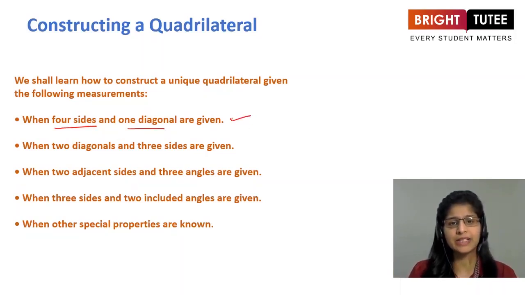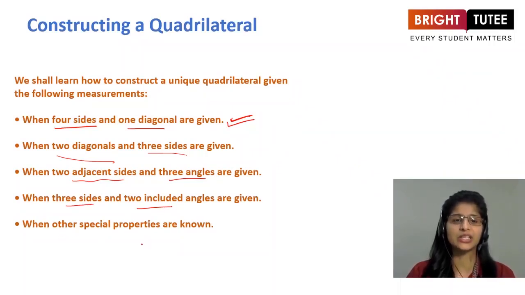So in this lecture I'll be discussing this one, and in the next lectures I'll discuss all of them one by one. So the topic for today's lecture is the first one, when 4 sides and 1 diagonal are given. Okay, in the next one you will be given 2 diagonals and 3 sides, or 2 adjacent sides and 3 angles are given, or 3 sides and 2 included angles are given, and some special properties like it is mentioned in the question, it's a rhombus, it's a square. Clear? So this is there.